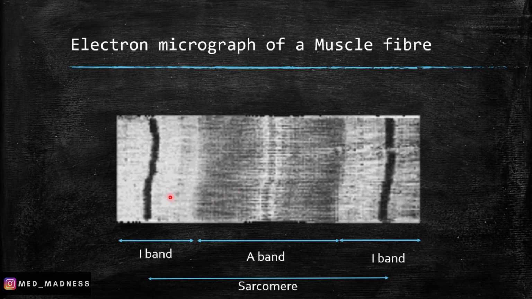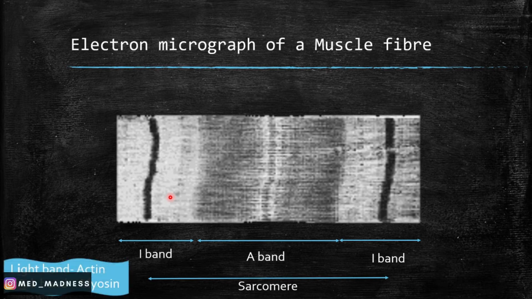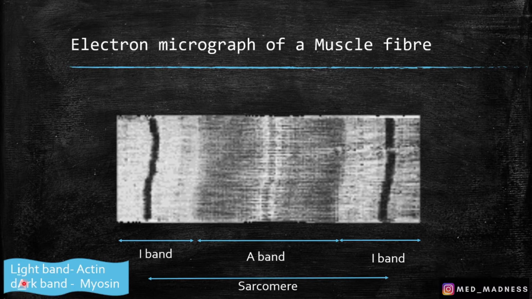How to remember this? Let me give you some tips. Light, I band; dark, A band. Note those second letters. And in the light band you can see actin. Actin is very thin. Actin. I hope this helps you.